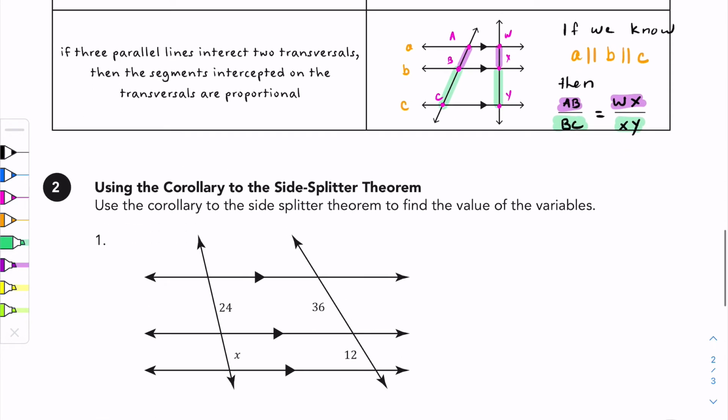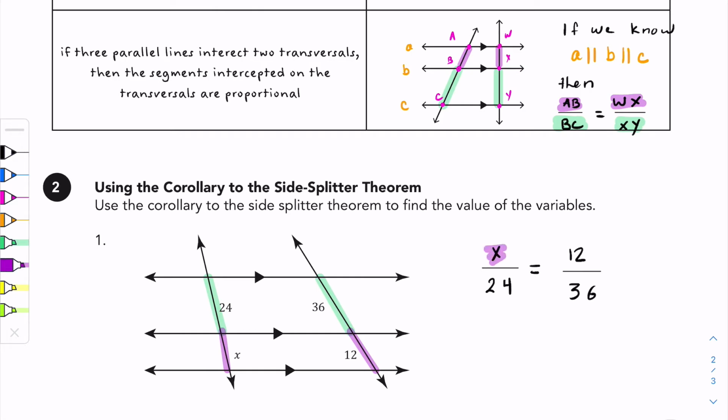If we look at the first example, I know that I can set up a proportion of these two segments compared to these two segments. Just like I usually do, I'm going to start with putting my purple segment in the numerator. So I'm going to set up a proportion of x over 24 equals 12 over 36.